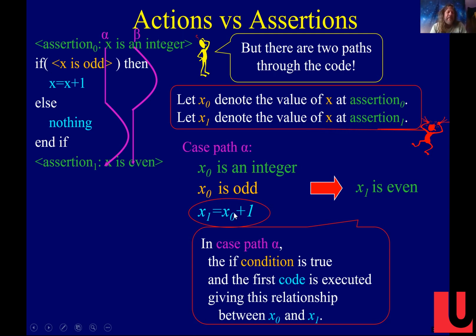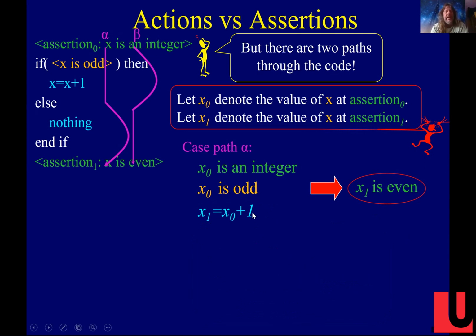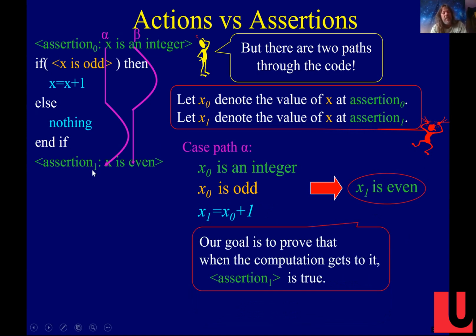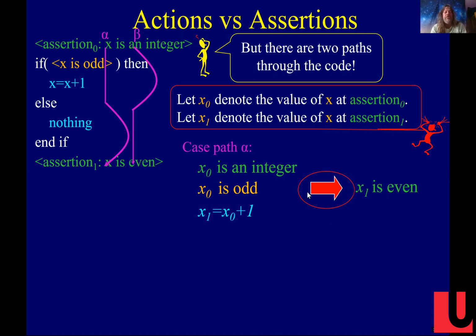But here's a math statement which tells us the relationship between the old values of x and the new values of x. All right. And then let's bring us over to here. What we're trying to prove, our goal, is that when we get to the bottom of the block, assertion 1 is true. And assertion 1 says that x is even. And of course, at that point, we have the value x1 as the value at the bottom of the block. So our statement is that x1 is even. All right, does that make sense? And what do we have to do?